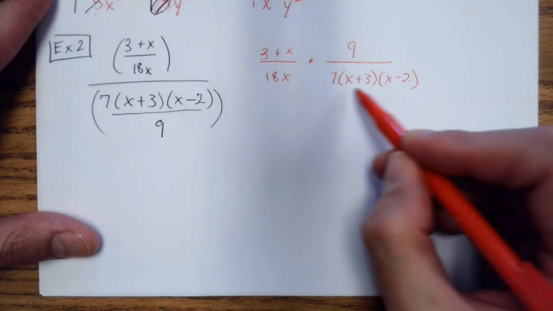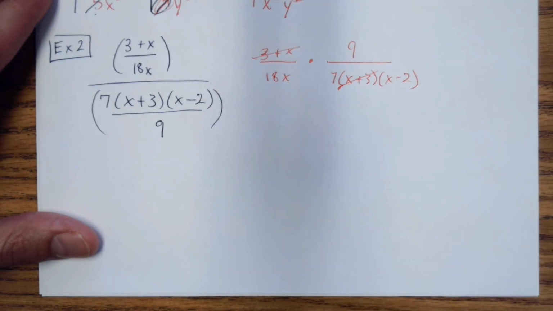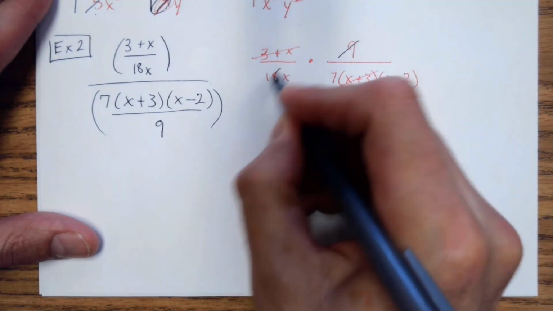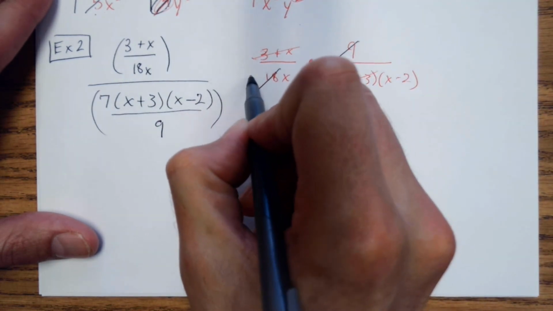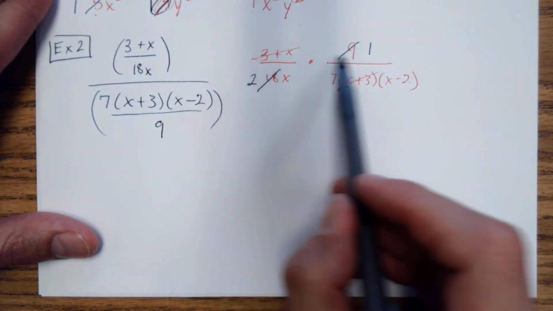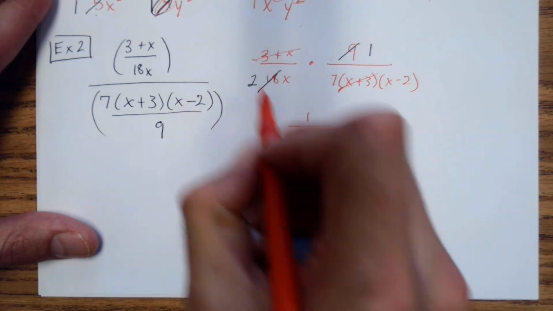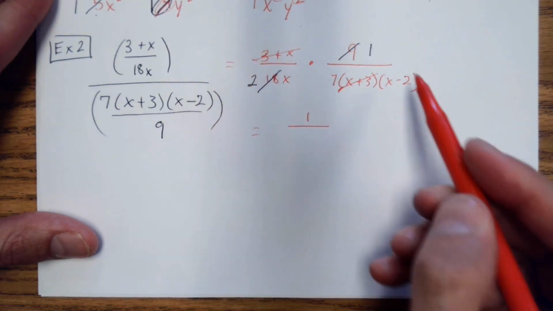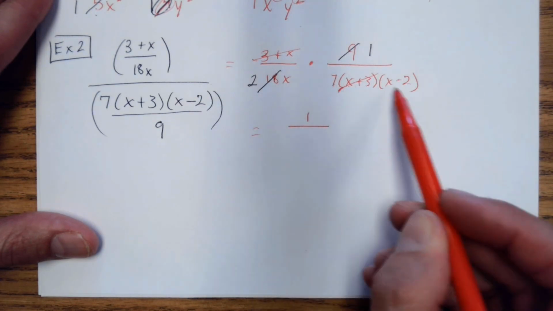The x plus 3 and the 3 plus x cancel. The 9 and the 18 you can reduce. 18 divided by 9 is 2. 9 divided by 9 is 1. So in the top, we're left with just 1. And in the bottom, we're left with 2x and 7.